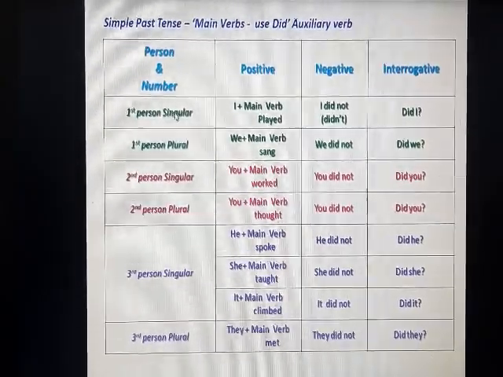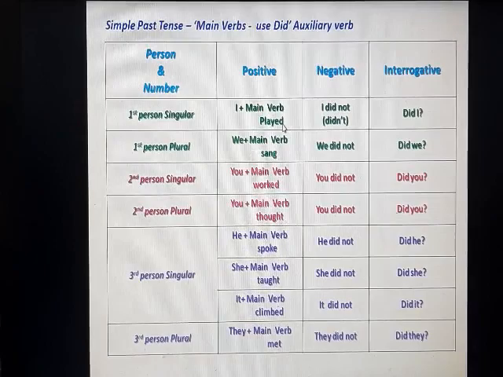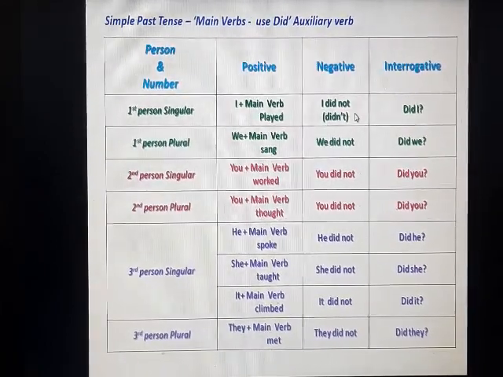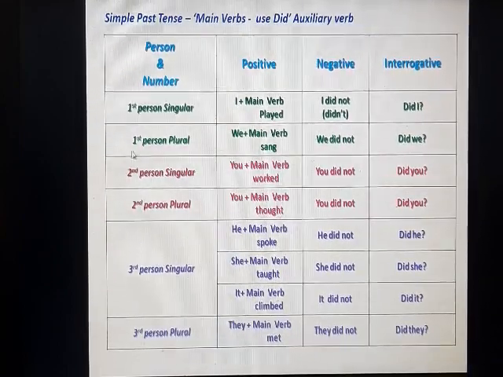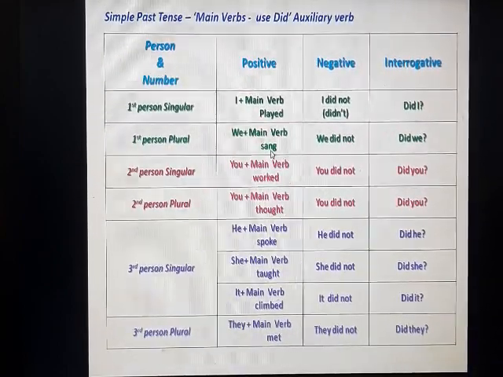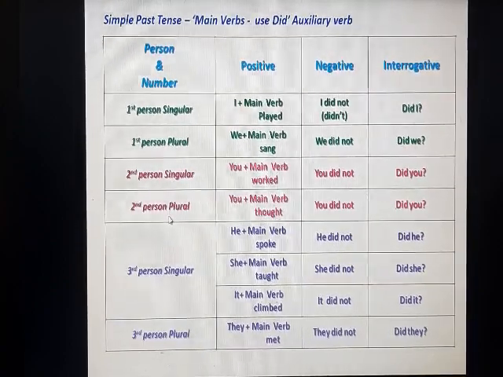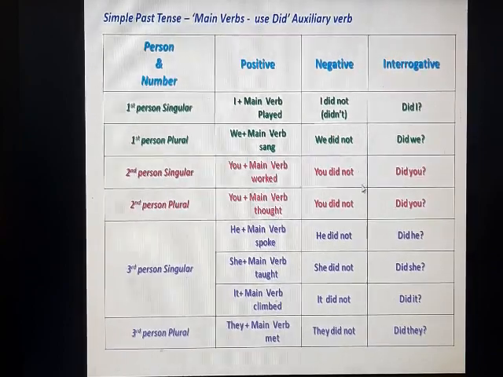In the first person singular, I plus main verb. So we can say I played. In the negative, I did not play, or you'll say I didn't play. In the interrogative, did I play? Now in the first person plural, we plus main verb, we did not, did we? Second person singular plural, you plus main verb, you did not, did you?